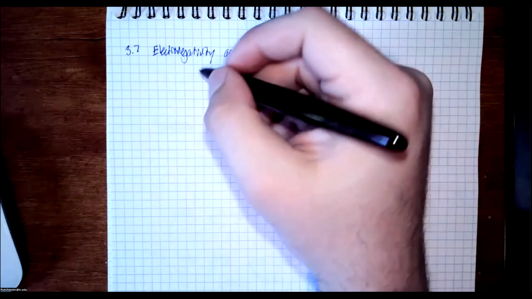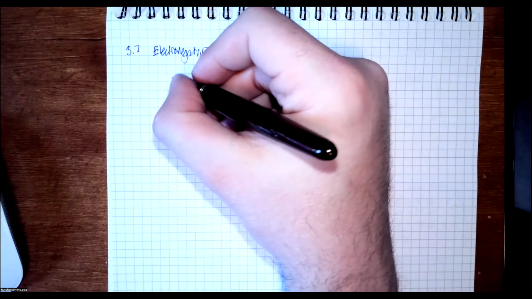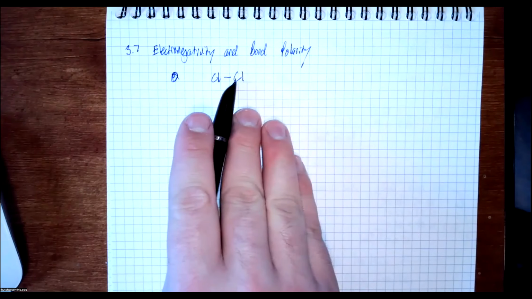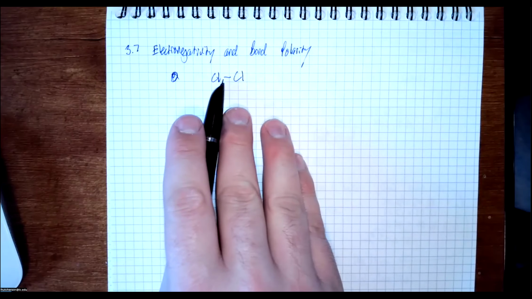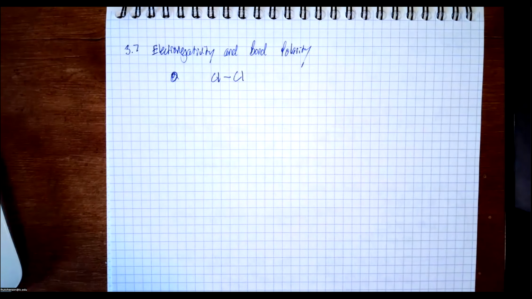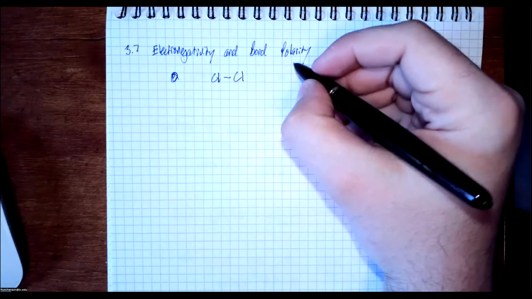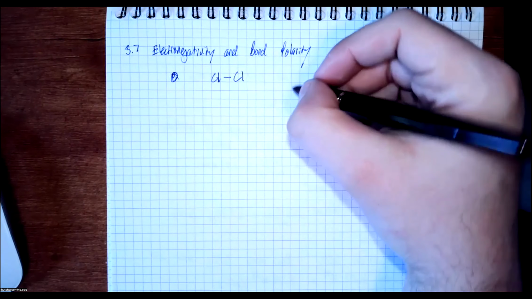If we have two atoms of the same element, so let's say, just for example, we have two chlorines bonded together. These are the same element. These electrons are spending equal time at both of these chlorine atoms. But that's not always the case when we have two different elements.